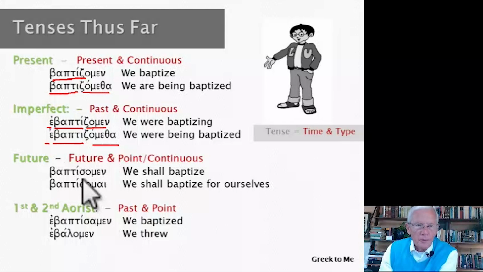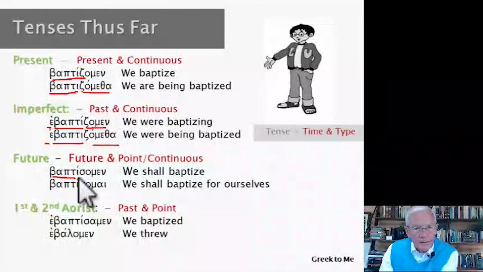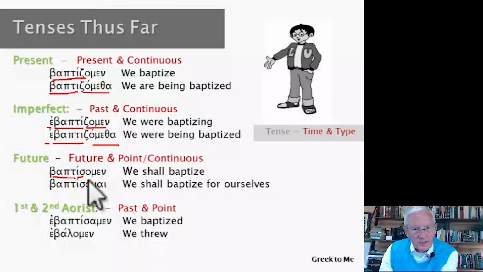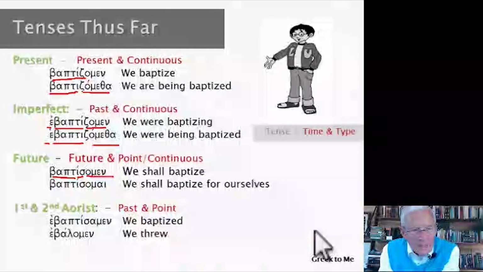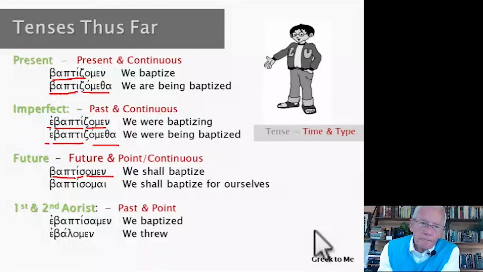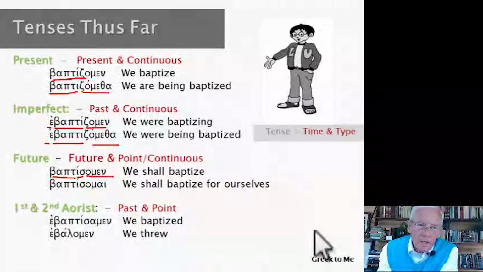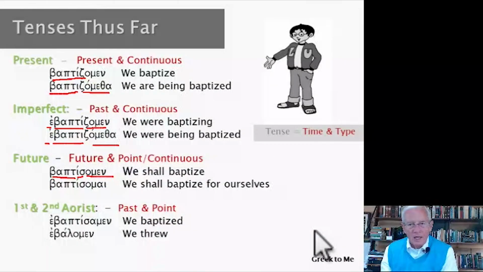The future, we had our stem, then we had our sigma suffix, and there's our ending. So future active indicative, first person plural, we shall baptize. And then the future middle, baptisometha, we shall baptize for ourselves. We haven't yet seen the future passive.